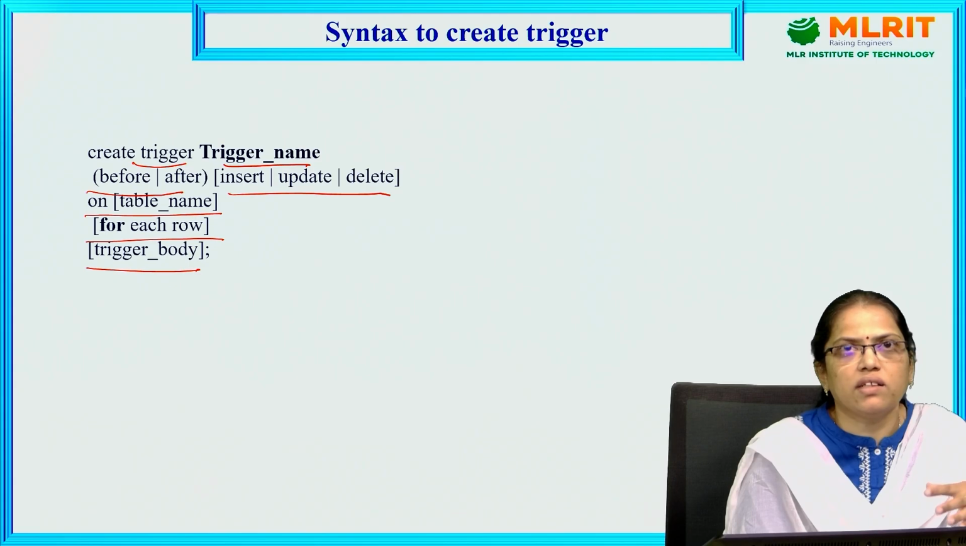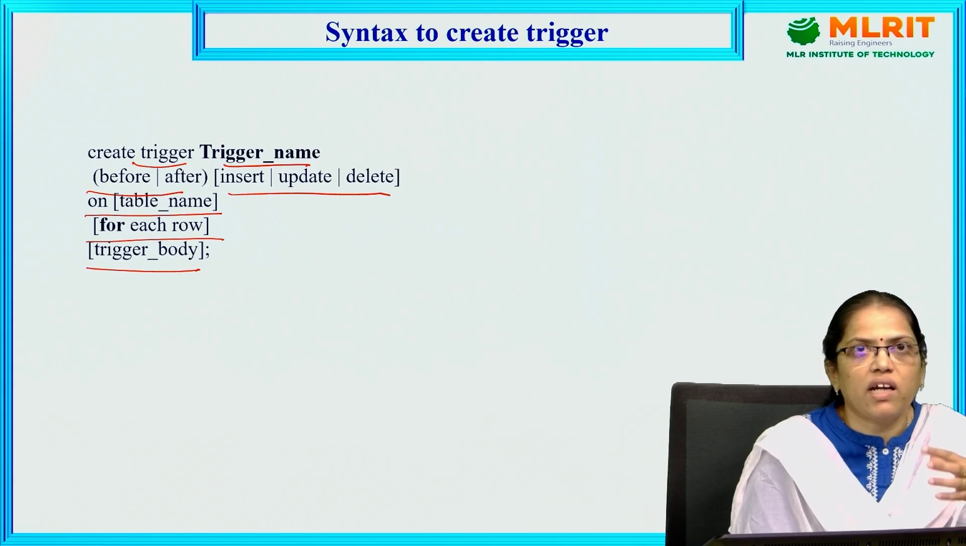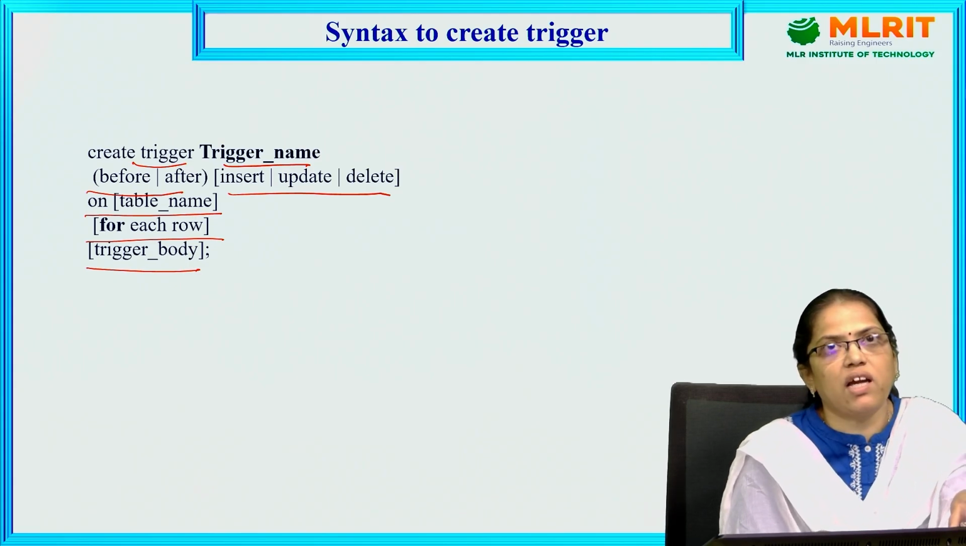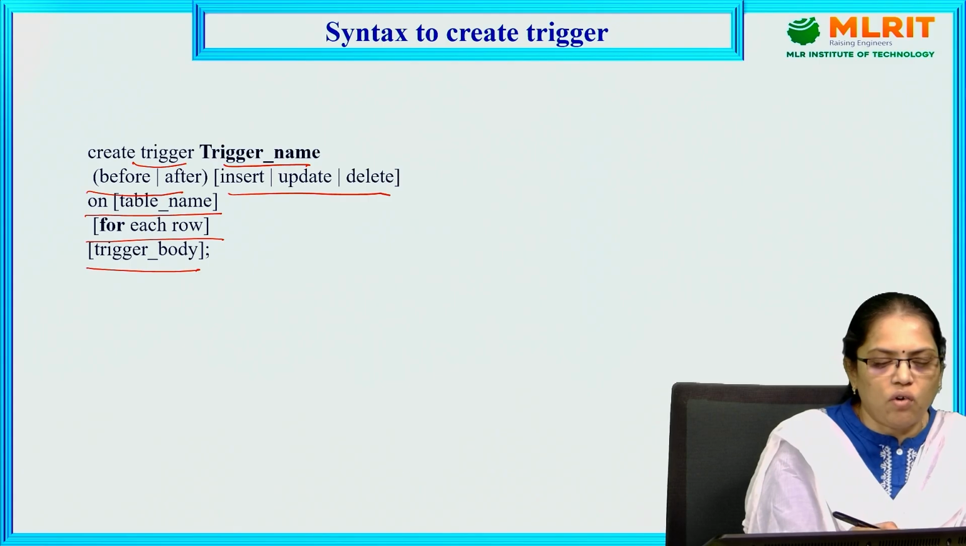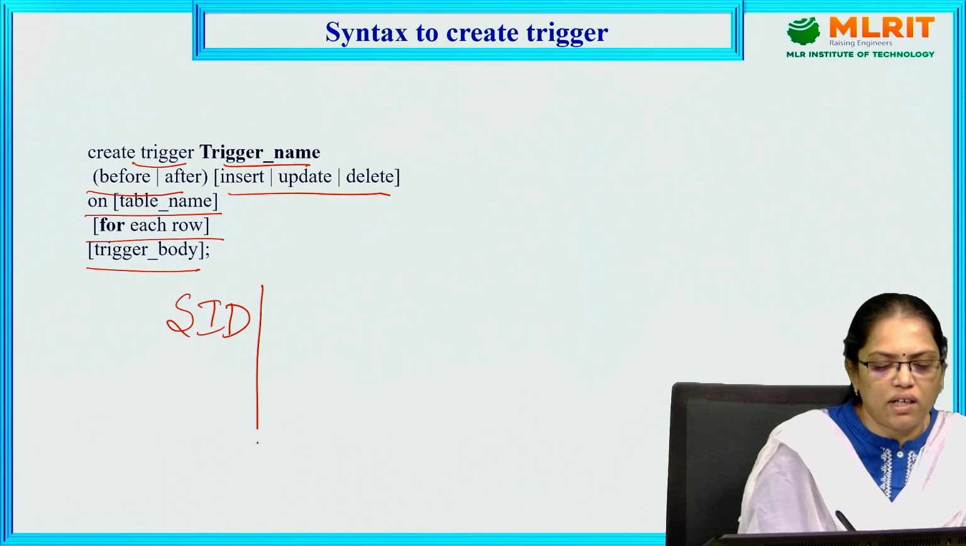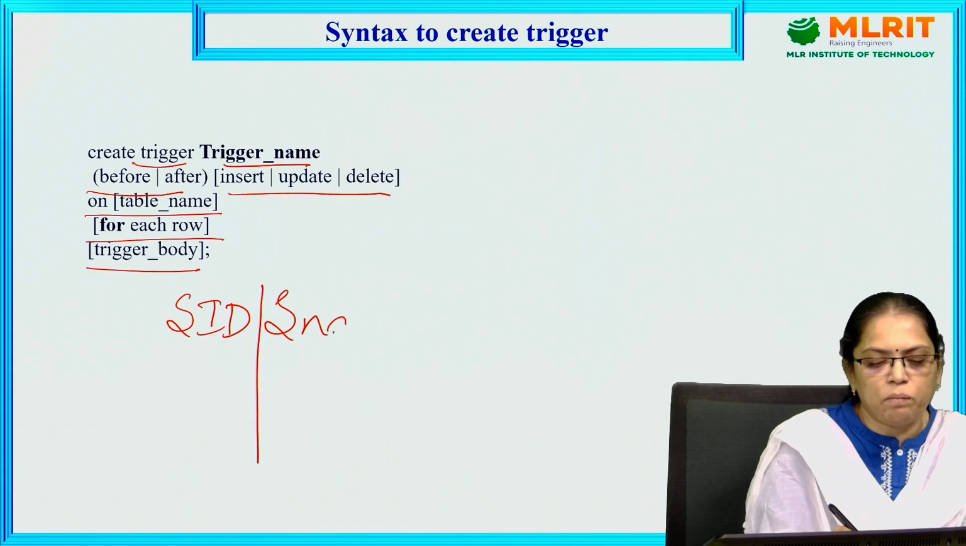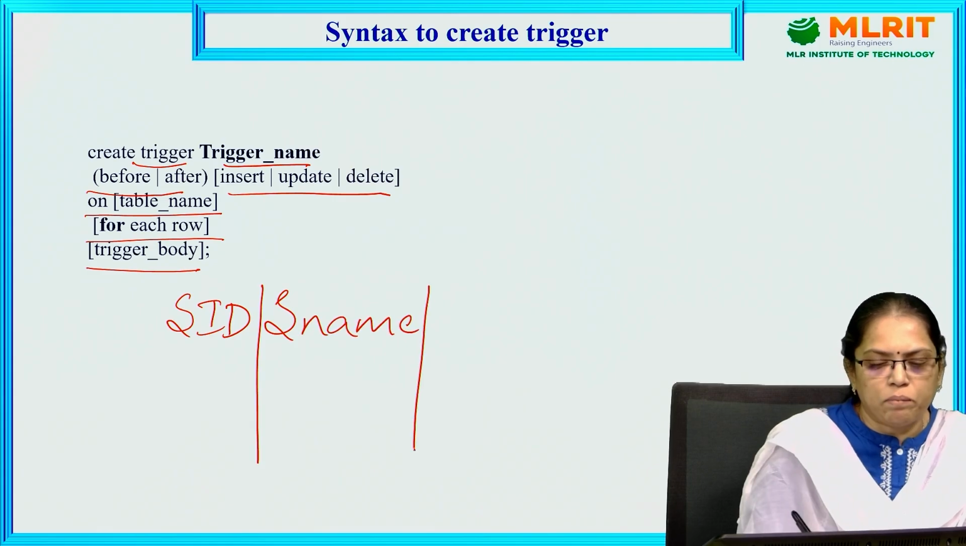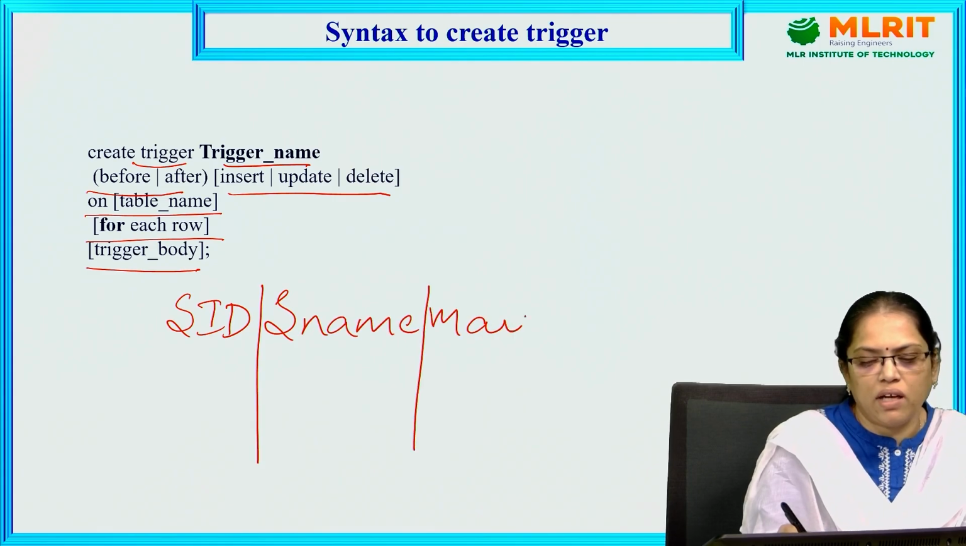Create trigger is nothing but we are creating a trigger. Trigger is a keyword, right? So now let us take one table. I am taking one table with SID, SNAME, marks. This is the table I am taking.